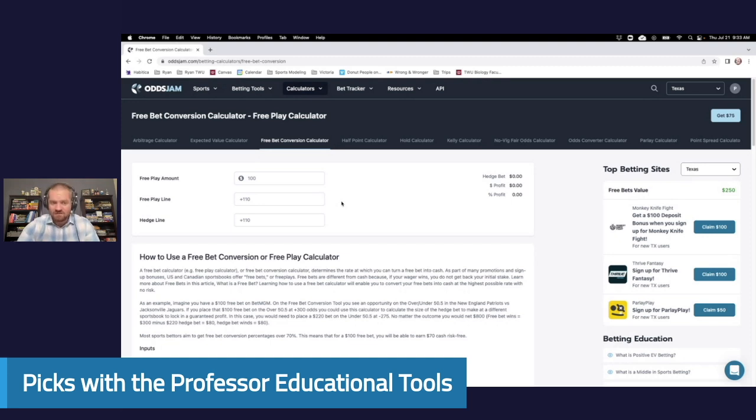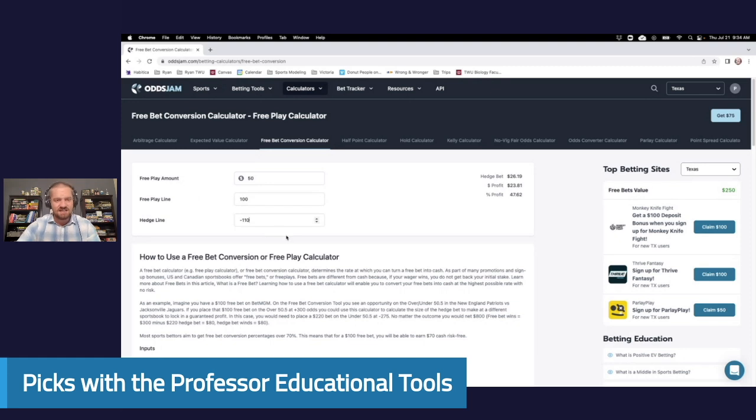Now, you can't convert all of it, of course. But why don't we try to figure out how to get rid of the free play, just ignore it? I don't want to mess with it. I just want to convert as much of it as possible into real money. So let's take that same Rangers-Marlins game. Rangers are even money, and the Marlins are minus 110. I could say my free play amount, let's say I've got a $50 free play, and my free play line is that Rangers bet at even money, and the hedge line, that's the other side, is minus 110.